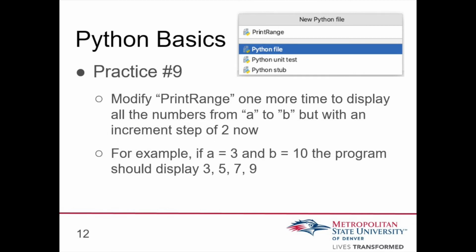The past examples assumed that the step between the numbers was 1. What if we want to jump the counter using a different step value? Modify print range one more time to display all the numbers from A to B, but use an increment step of 2 now. For example, if A is 3 and B is 10, the program should display 3, 5, 7, and 9.